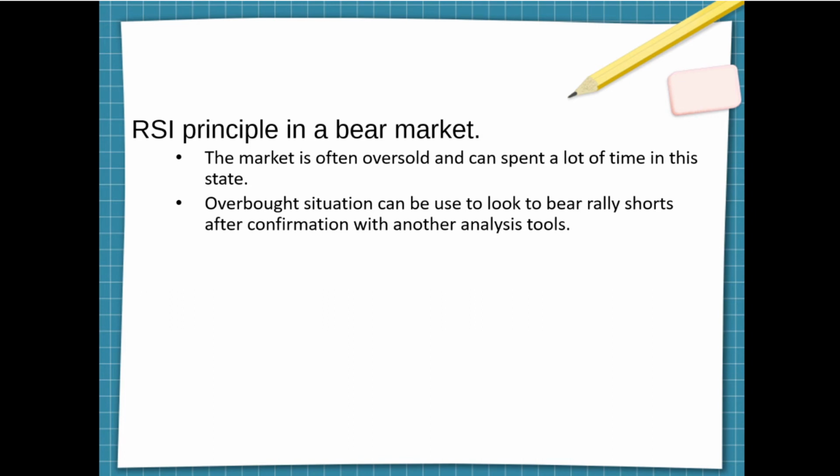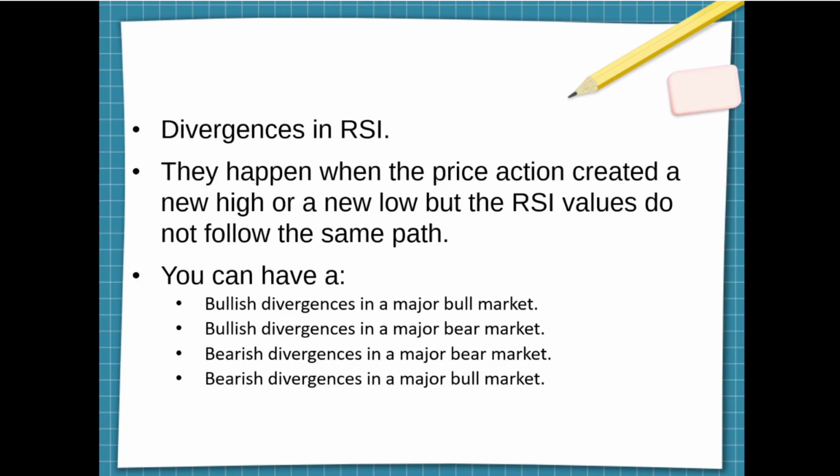Overbought situations can be used to look for bear rally shorts. So you have the bear rally situation in which you have a bounce, and you look for this overbought situation. You look for a confirmation in a lower time frame, and then you enter shorts. Very powerful. After confirmation with another analysis indicator, like I said, we're going to use them properly in the portfolio now.